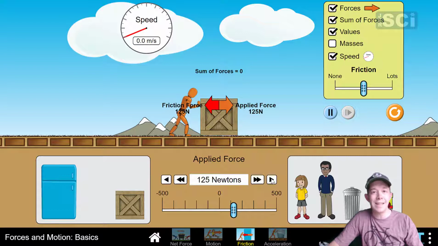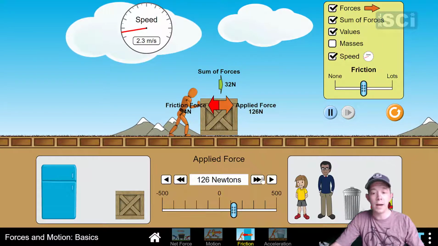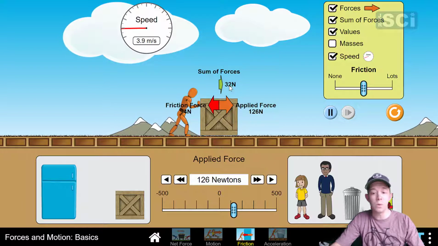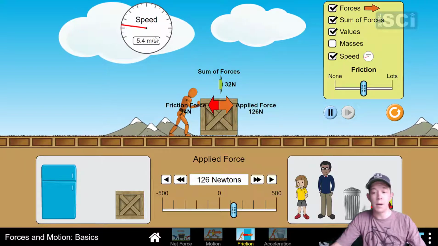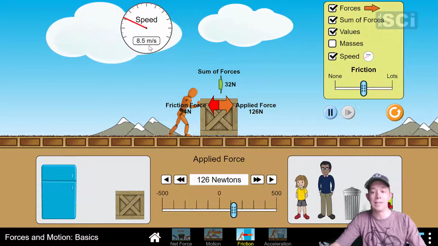But as soon as I get to 126, I break what we know as the limiting static friction. So we've reached the maximum that this box and its surface can withstand as an applied force. And the moment you go beyond that, watch what happens to the frictional force. Frictional force dropped to 94, and I now have a sum of forces equaling 32 newtons towards the right. And my box is starting to accelerate because I now have a net force acting on this box.